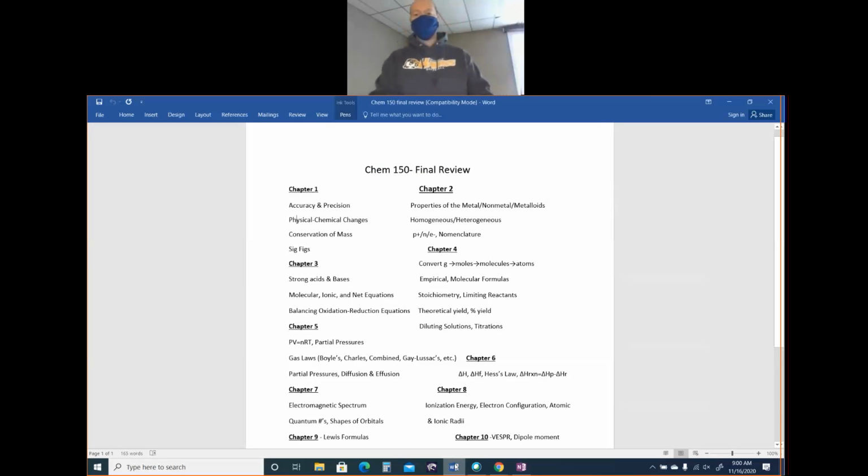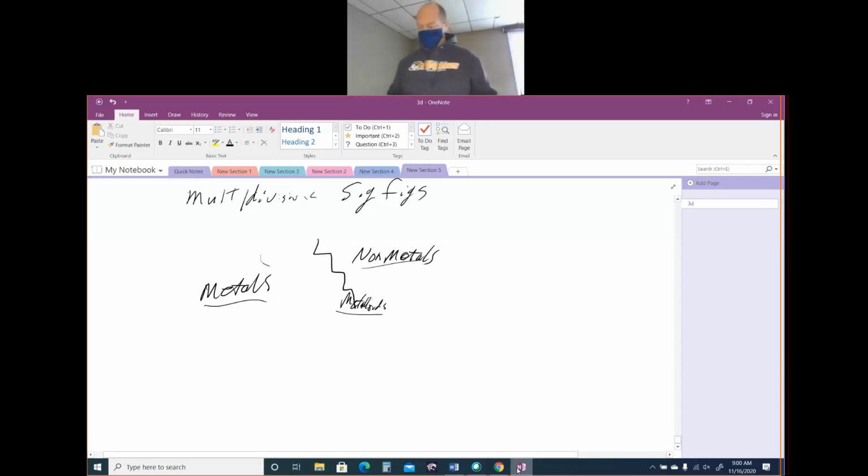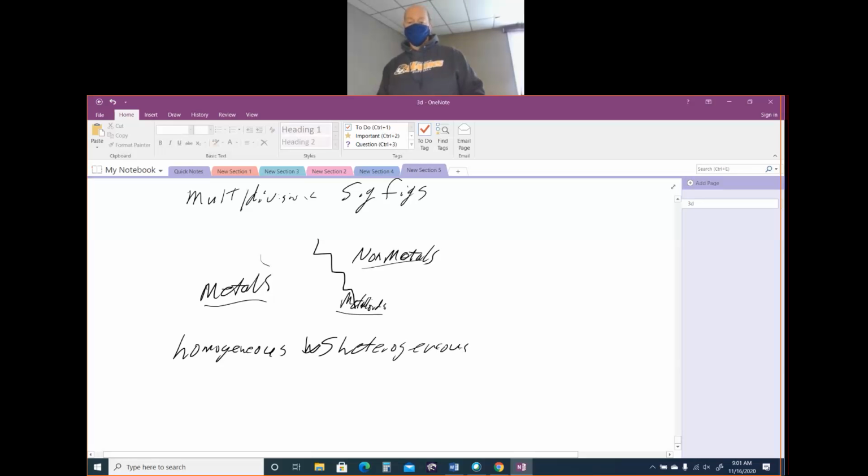A homogeneous versus a heterogeneous solution. Well, so a mixture, because if you say the word solution, it is automatically homogeneous. All solutions are homogeneous. All right, so homogeneous versus heterogeneous. If you have any solution, if it says solution, that automatically puts it into homogeneous.